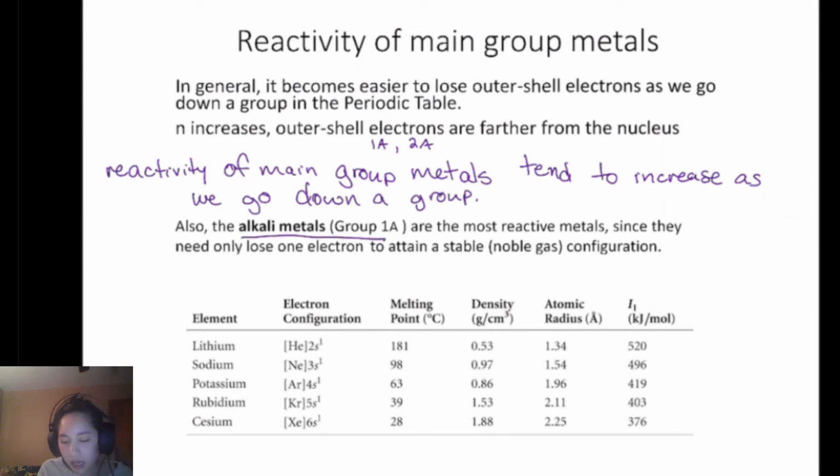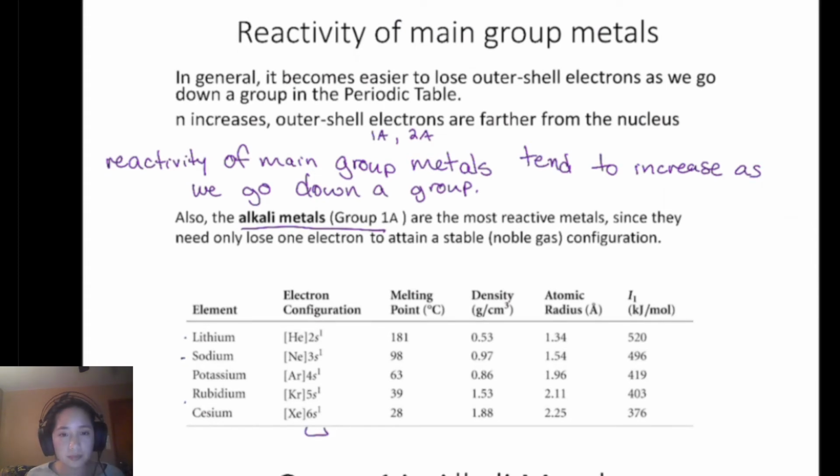The alkali metals, or group 1A, are the most reactive metals because they only need to lose one electron to get that stable noble gas configuration. Lithium, sodium, potassium, rubidium, and cesium all have a single s electron in their valence shell. Some pretty cool things: I might post a link to some YouTube videos of folks throwing these different alkali metals into water. These elements are very, very reactive with water.